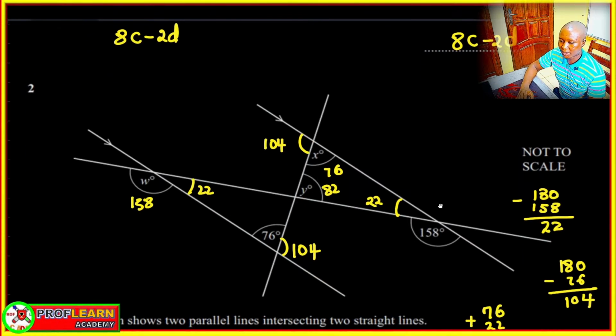The next question was testing parallel lines, transversals and angles in parallel lines. The first angle that was given here was 76. From 76, this makes a straight line, then this is going to be 1 of 4. And if this is 1 of 4, this angle also is going to be 1 of 4.